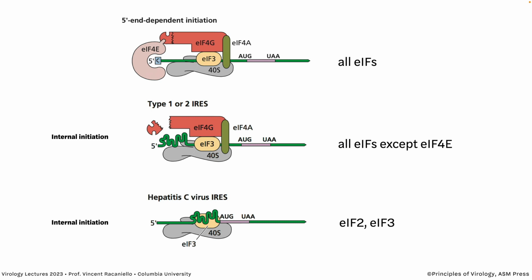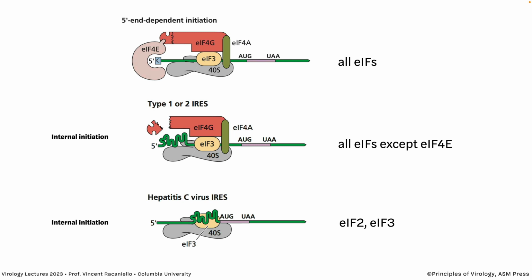Viruses have structures at their 5' ends that bypass the need for many of these initiation proteins. So, for example, cellular mRNAs need all of these proteins. They need 4E and 4G and EIF3 and the 40S subunit, of course. And they have to bind to the cap. So cellular mRNAs require all the eukaryotic initiation factors, or EIFs as they're called.